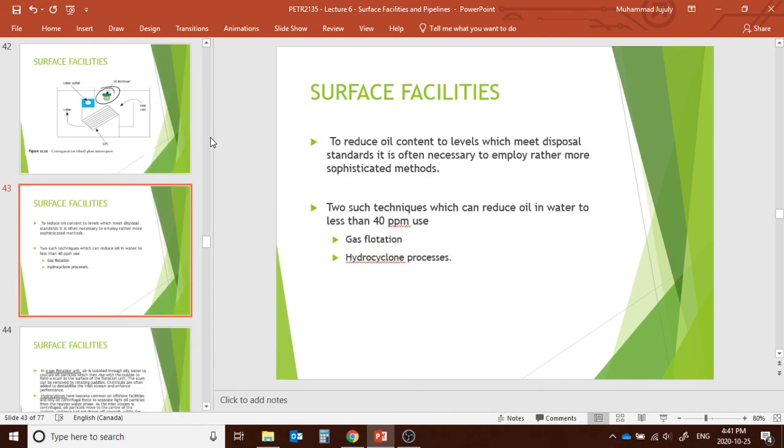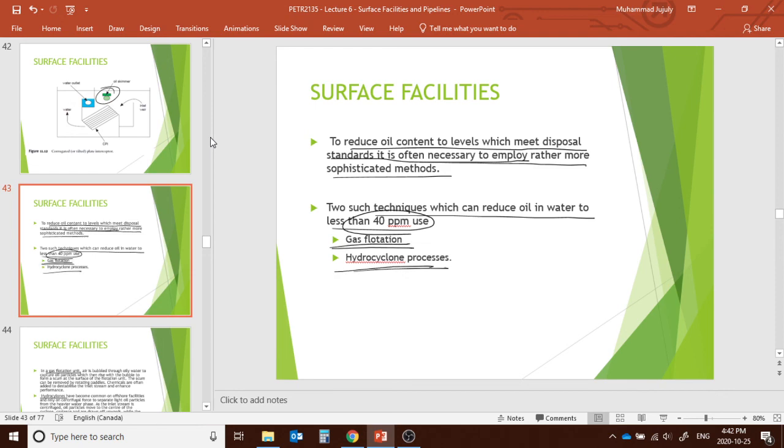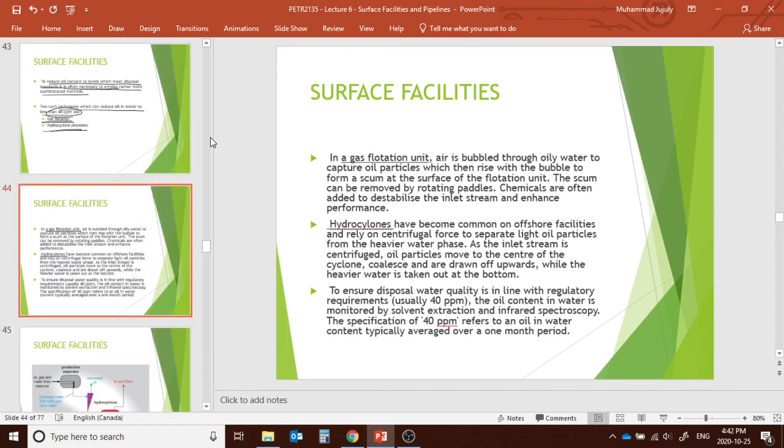So why do we need the de-oiling before throwing out the water? To reduce the oil content level to meet the disposal standard. And it is often necessary to employ rather more sophisticated methods, techniques which may reduce the oil in water to 40 ppm. What are these techniques? Gas flotation and hydrocyclone separators.